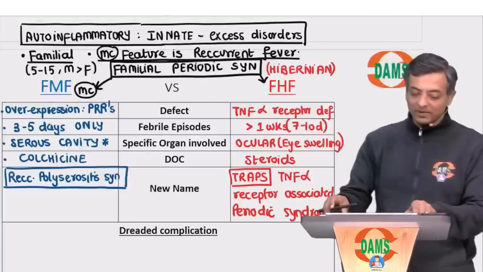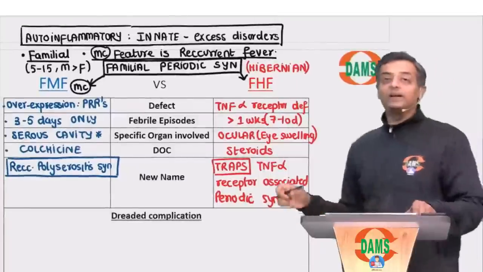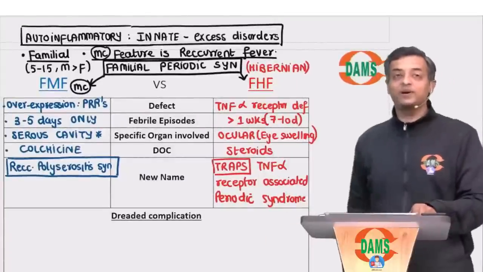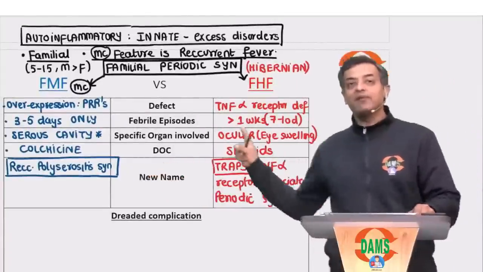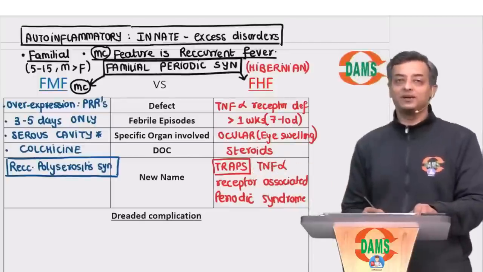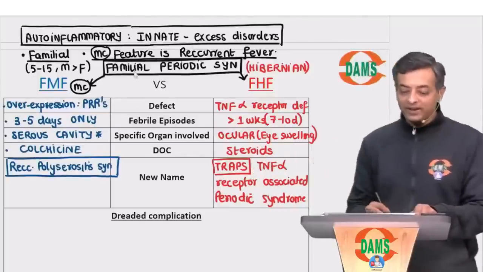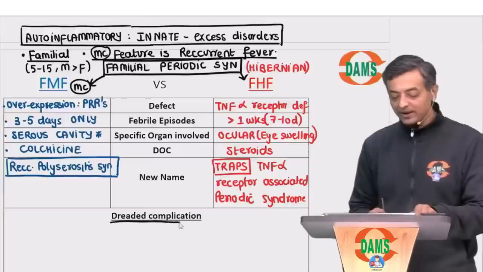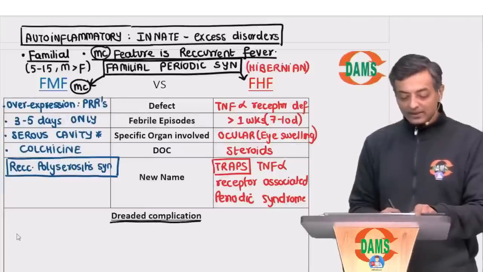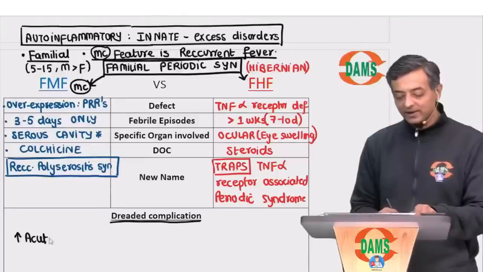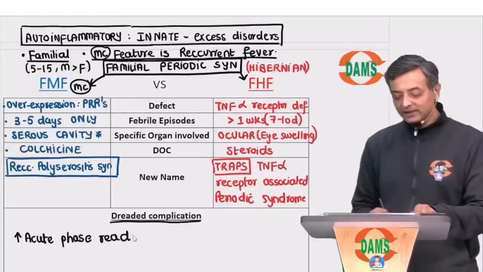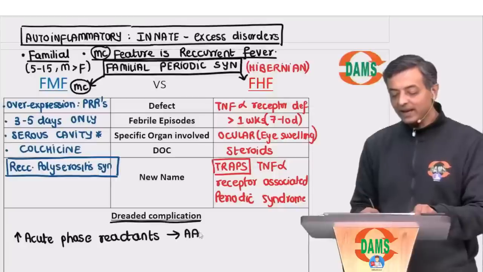So we have two important topics here in autoinflammatory disease. FMF is common, FHF is the close differential. Why is it important to treat? Because of the common dreaded complication. Uncontrolled inflammation causes increased levels of acute phase reactants. These acute phase reactants are amyloid, and that's why they cause AA type of secondary amyloidosis.